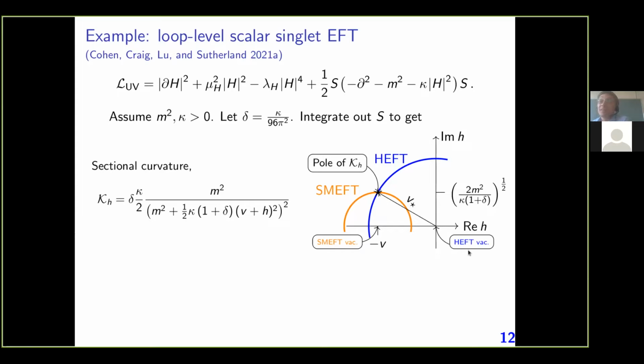So visualizing that on the diagram on the right, we live at the HEFT vacuum, where h is 0. The 2 to 2 amplitudes measure the size of the sectional curvature here. The 2 to n amplitudes measure this distance v star to the nearest pole in KH. And the pole in KH sits directly above the SMEFT vacuum in the complex plane of h with a height which goes as this ratio m squared over kappa.